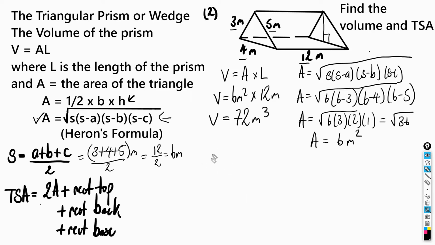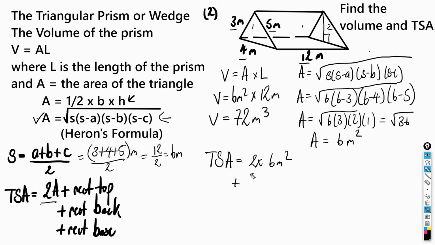Okay. So now we need to find the total surface area. And we already found the area for one triangle. So we know the total surface area for the prism is 2 times the area of the two triangles. So it would be 2 times 6 meters squared plus the rectangular top, which is this face here that we're looking at.